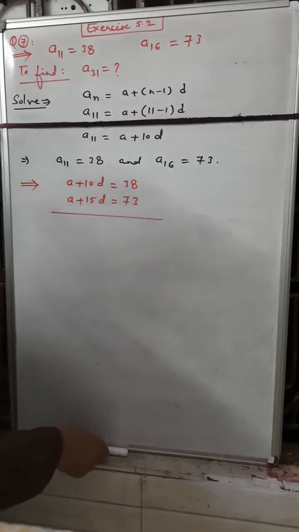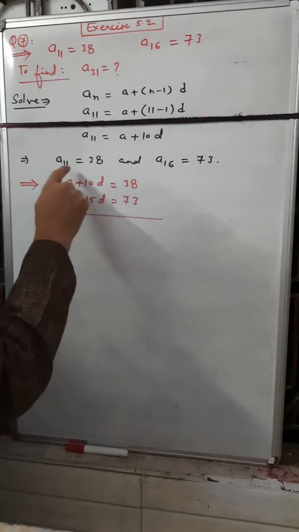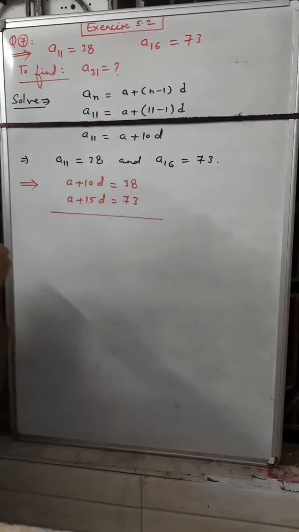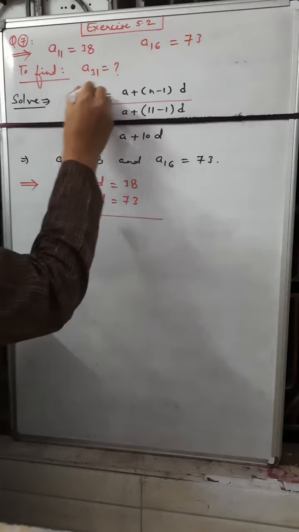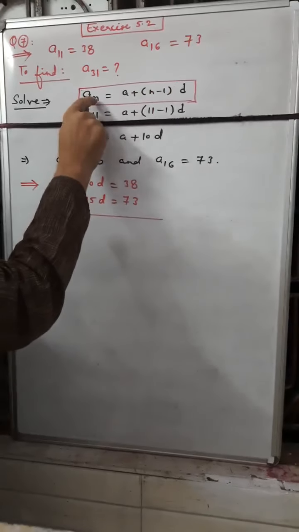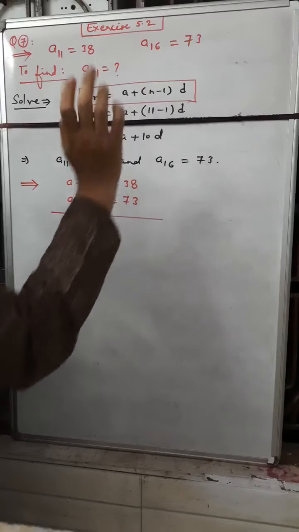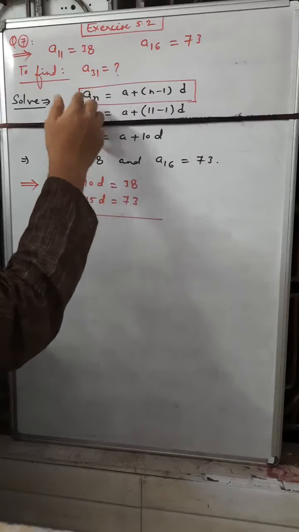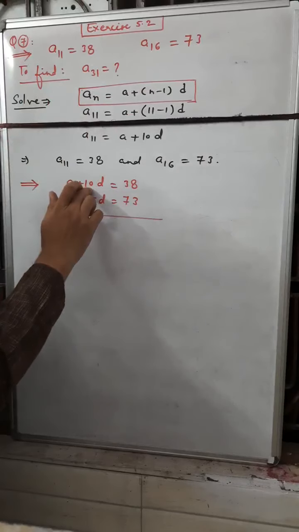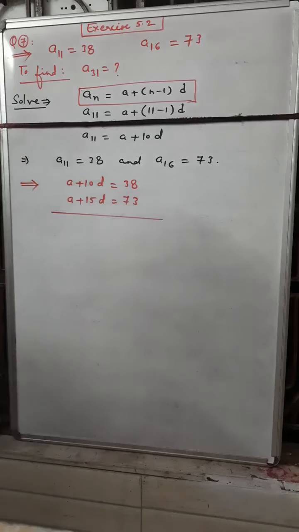Okay. So now we are looking at A16, a plus 15d, and A11, a plus 10d, because the formula is there: an is equal to a plus n minus 1 into d. If we have to calculate the 11th term, here it is 10, for the 12th term it is 11, for the 13th term 12. That means the multiplier of the common difference is always one less than the term number.